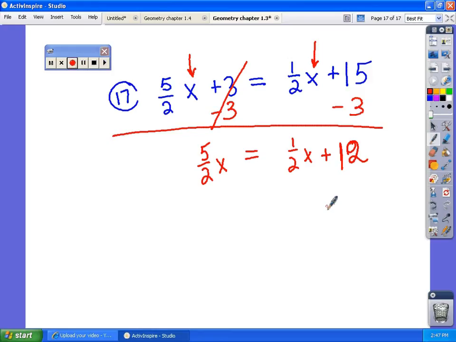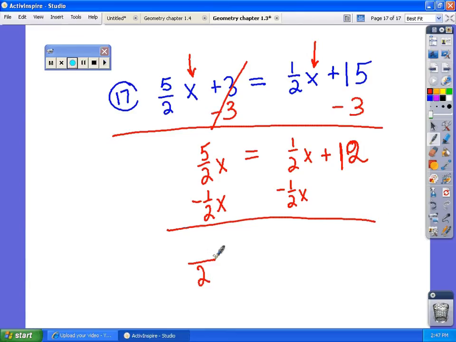Next, since I brought my numbers to the right side, I'm going to move my variables over by subtracting 1 half x on both sides. And then remember, when I add or subtract fractions, as long as they have the same denominator, I leave it the same, and I just subtract the numerators. 5 minus 1 is 4x, which equals, that cancels out, 12.